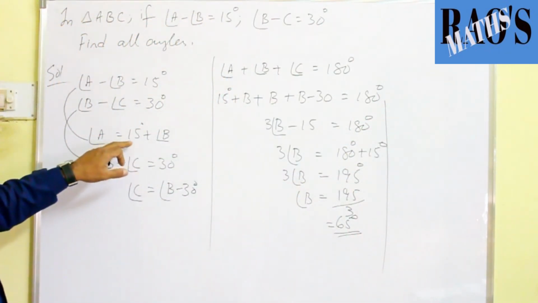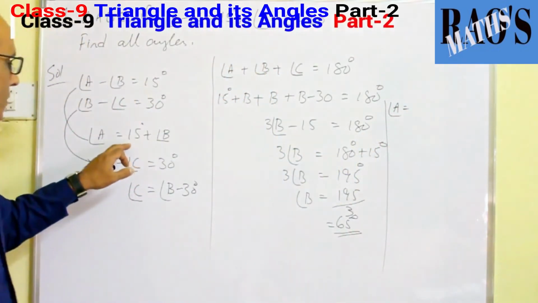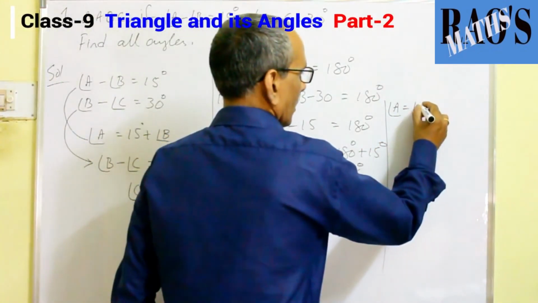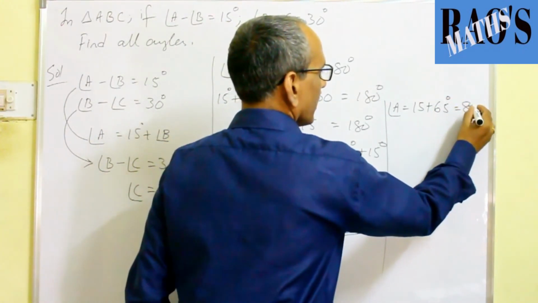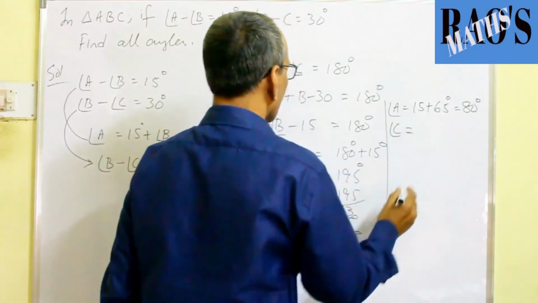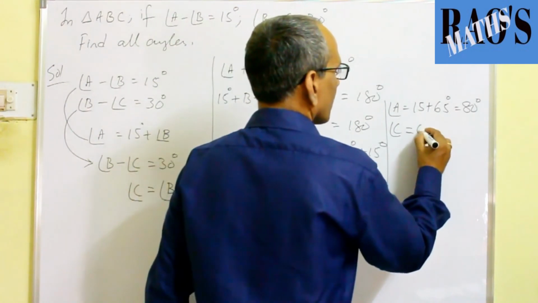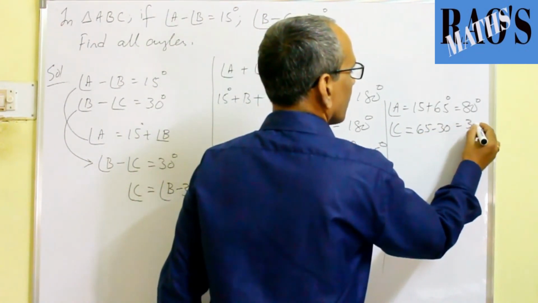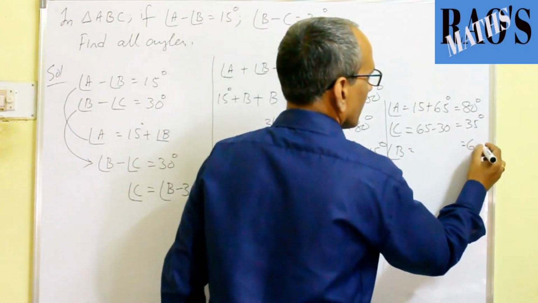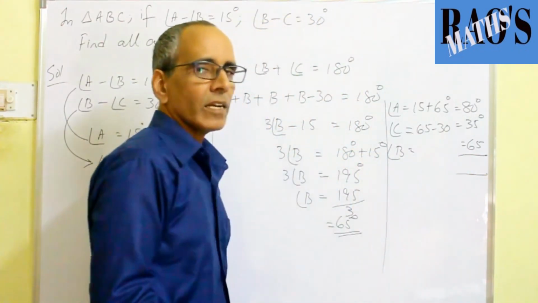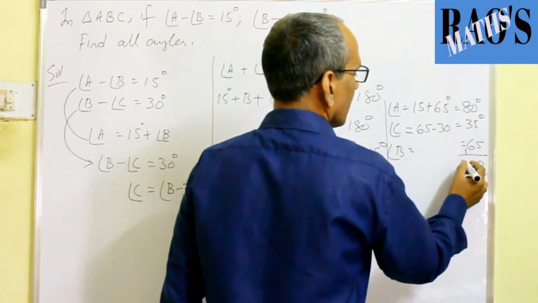Now we can find angle A. Angle A is, as we already got, 15 plus B. 15 plus B, that is 65, that is 80 degrees. And angle C, B minus 30, that is 65 minus 30, that is 35. Angle B, we got 65. Let's check the sum. Is it 180 or not, for confirmation? 5 plus 5, 10. 8 plus 6 plus 3, 17. 180.